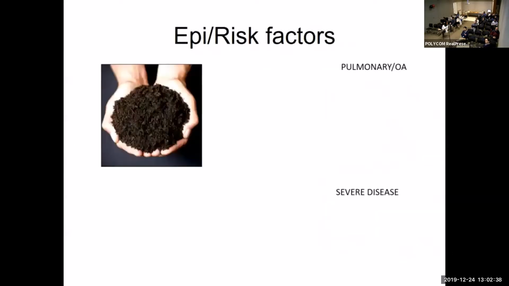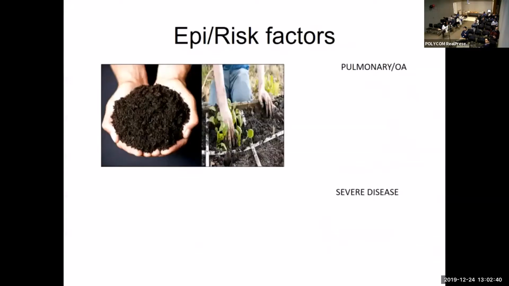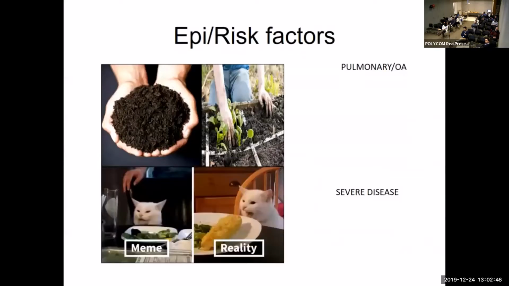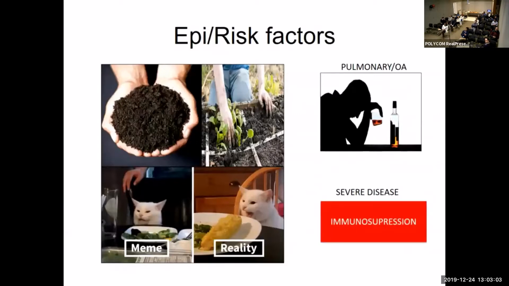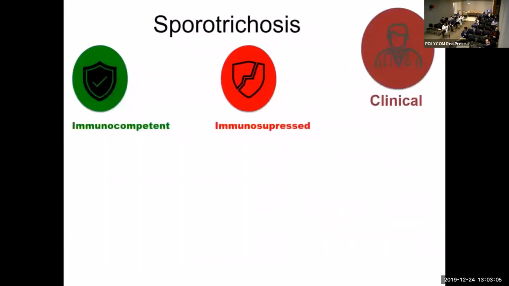Regarding risk factors, same thing, soil. The classic vignette is with gardening, but actually there is a question in your boards of cats. So you need to know because it's a classic question and it's the second most common way of transmission. Risk factor for pulmonary sporotrichosis or osteoarticular sporotrichosis is alcoholism, and for severe disease, usually immunosuppression.